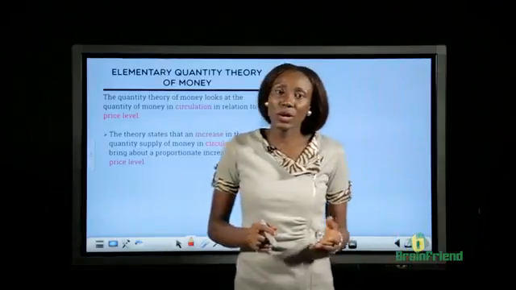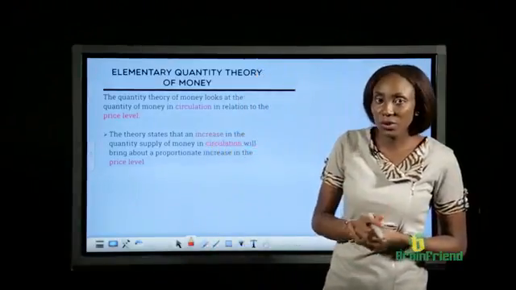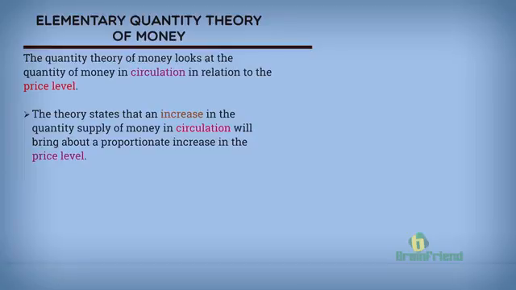Now we're going to take a look at the elementary quantity theory of money. The quantity theory of money looks at the quantity of money in circulation in relation to the price level. What does the theory state? The theory states that an increase in the quantity supply of money in circulation will bring about a proportionate increase in the price level.